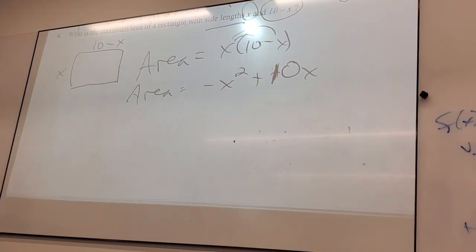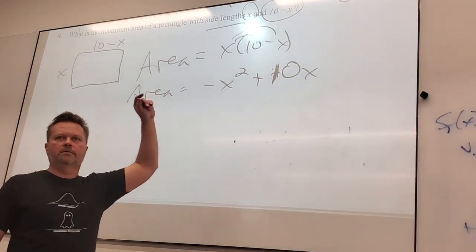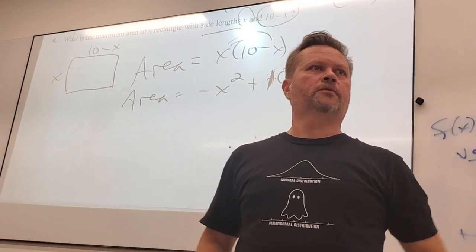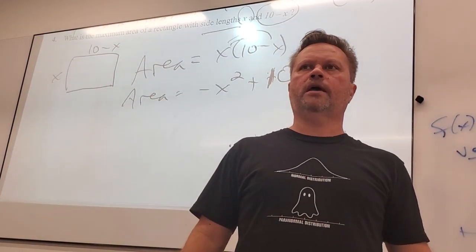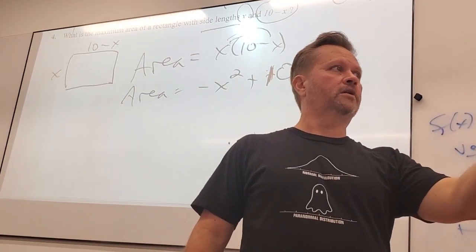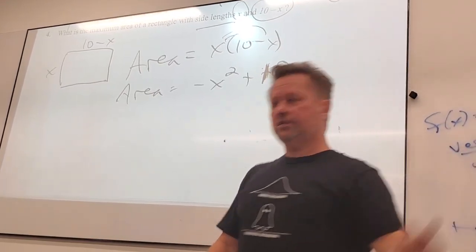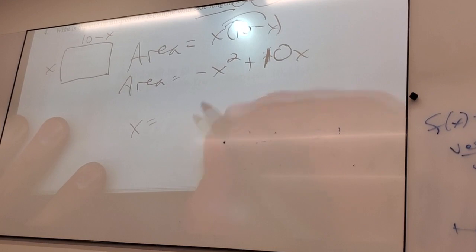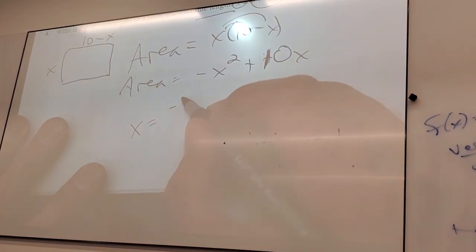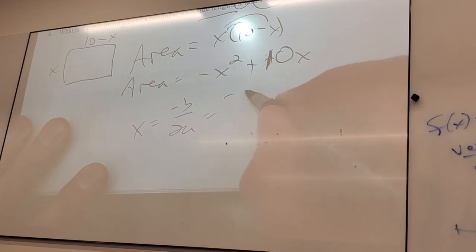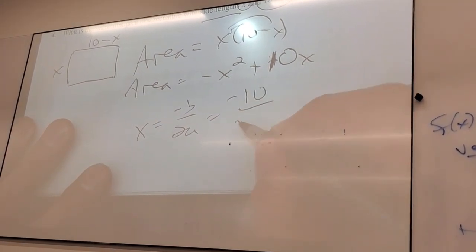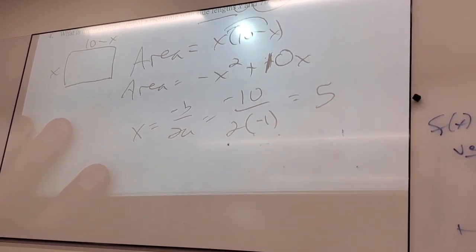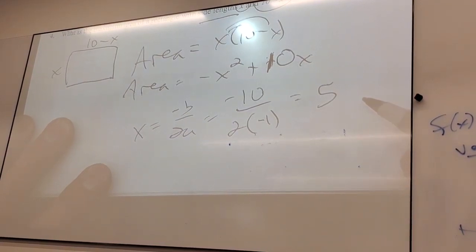I want to know the maximum area. Well, what shape would that function make? Down. So where is the maximum then? At the vertex. Do we have a shortcut to find the vertex? Yes. Negative b over 2a. And what's b? 10. And what's a? Negative 1. So you get 5. Is that the answer? That's how long the side length would be.